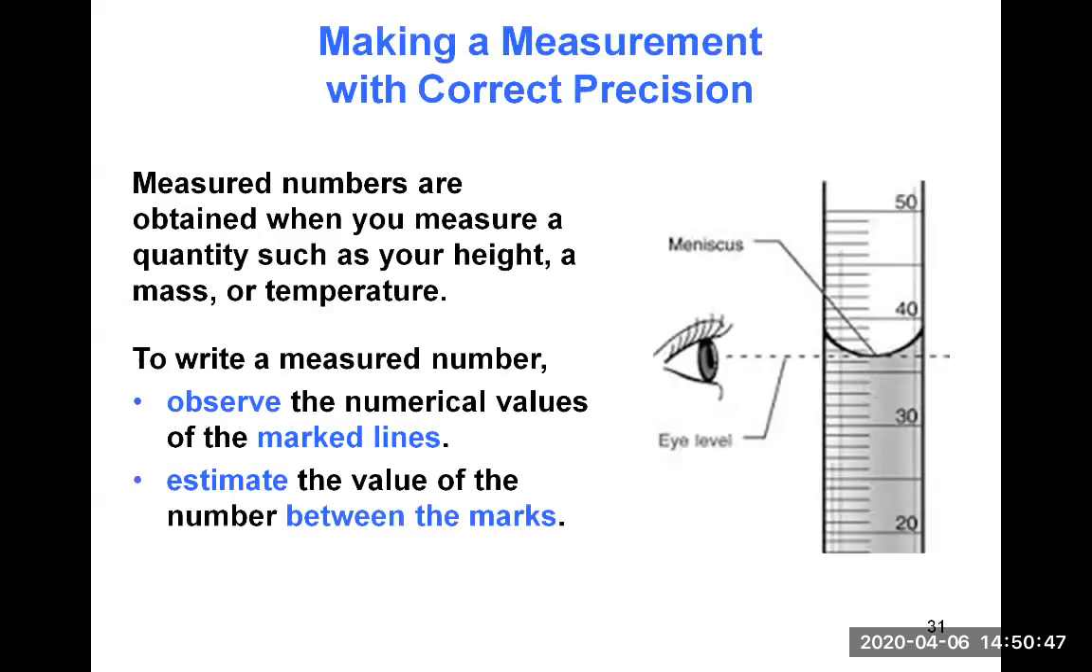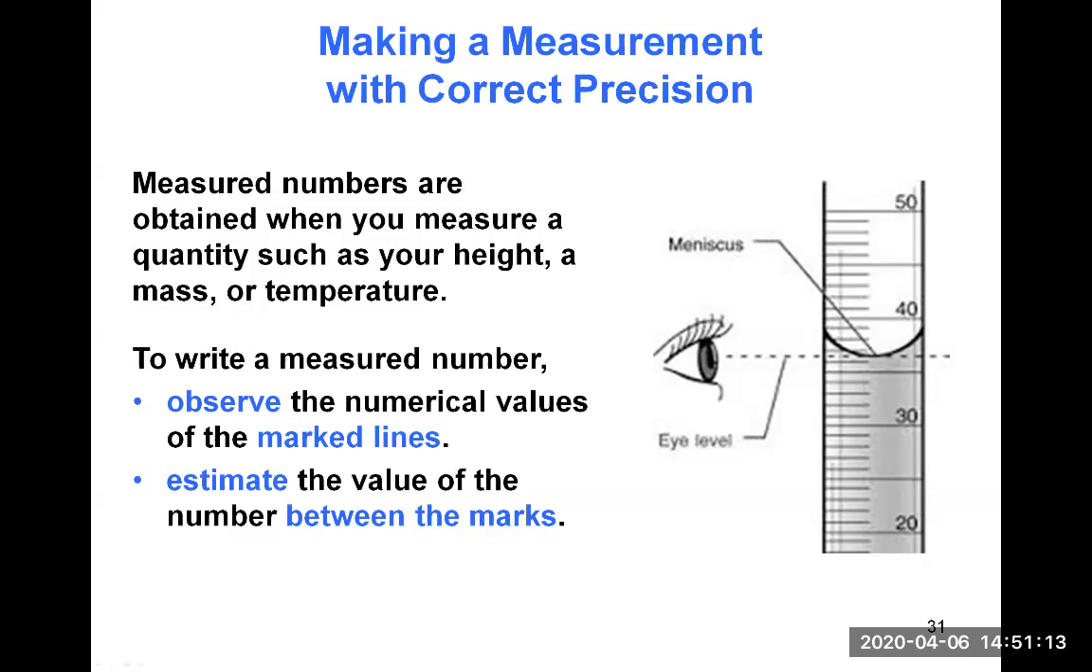This is not in the textbook, but we need to know how to make measurements with correct precision. This is very much needed for the first lab. Numbers are obtained when you measure a quantity such as your height, a mass, or a temperature. Here we will try to measure a volume.